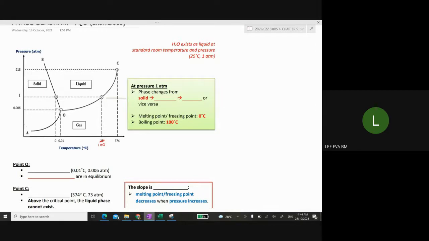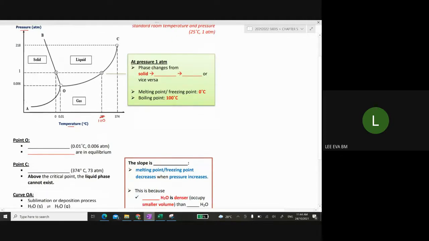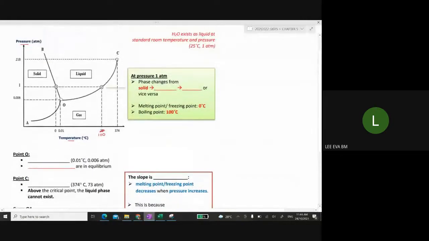Again, in the phase diagram of H2O, you have your y-axis pressure, x-axis temperature. Over here, you can see three phases: solid, liquid, and gas phase. So line OA, again, you have solid and gas phase. This one is more or less the same as just now, you just need to fill it in again.